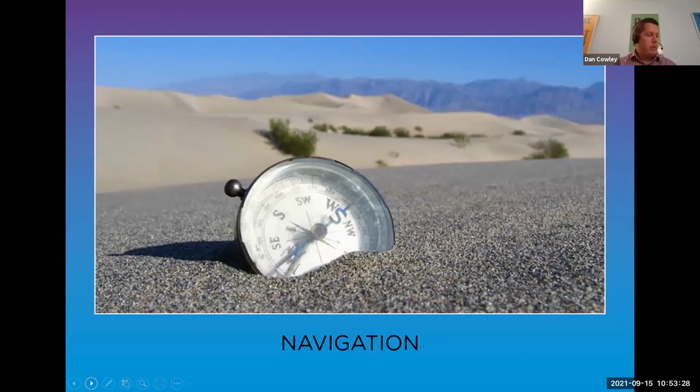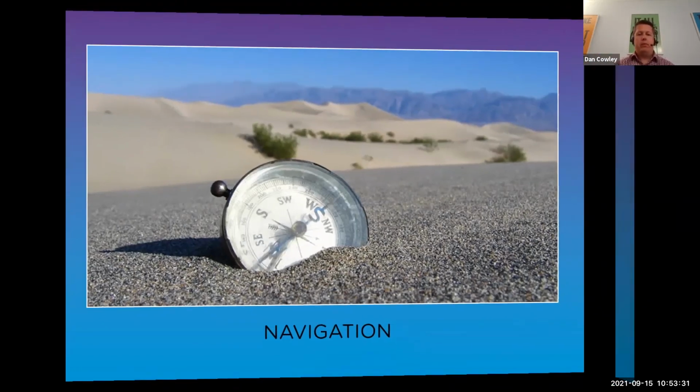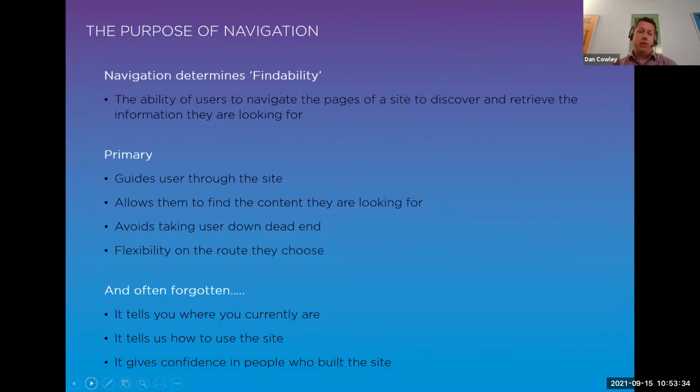Navigation is an important facet of this. And I think what we mean by the purpose of navigation is thinking about how it determines findability. So again, how do users discover and retrieve information and be able to find it again if you're drilling down through a site. And the primary areas of this are really providing guides, thinking about conventions, and allowing them to find content they're looking for quickly, easily, and avoiding those dead ends. And again, that relates to those related links that Richard was talking about. But also flexibility on the route. And again, you saw that within the Inmarsat example I showed you. And thinking about how users can navigate and think about different ways of finding the relevant information.